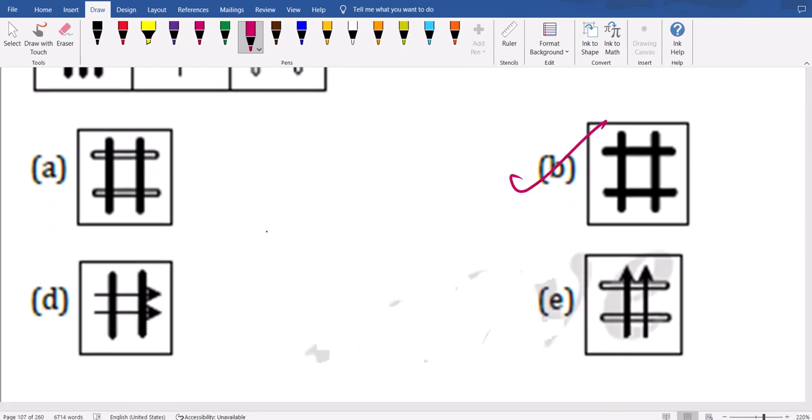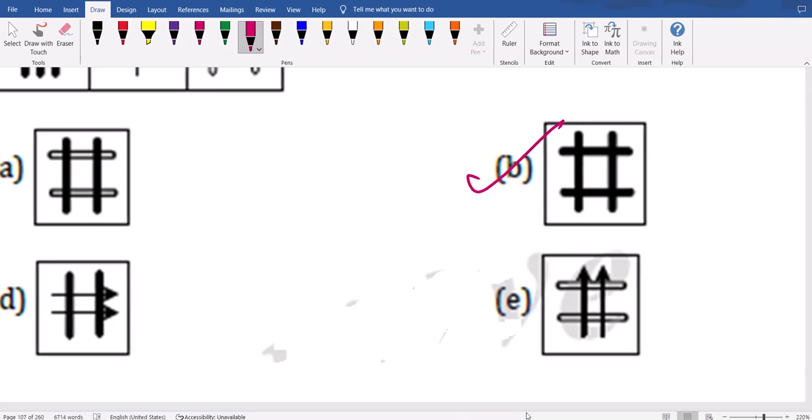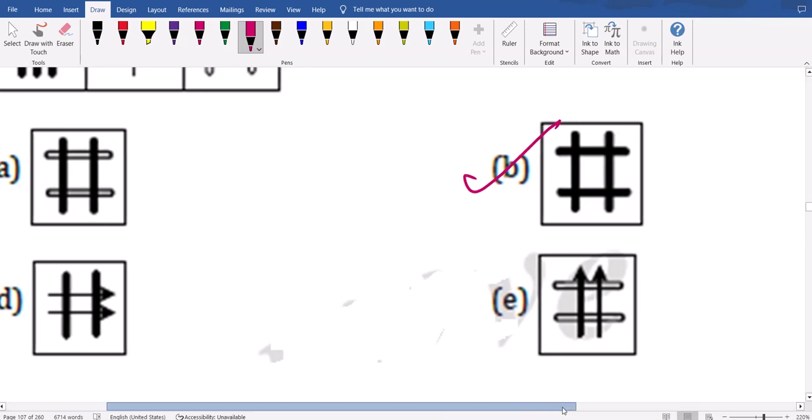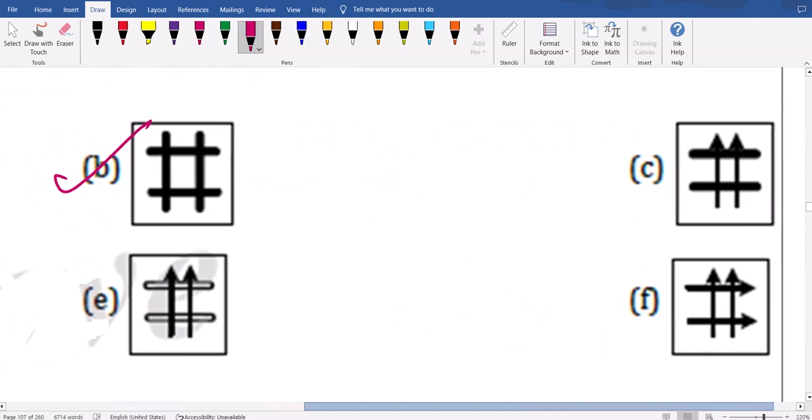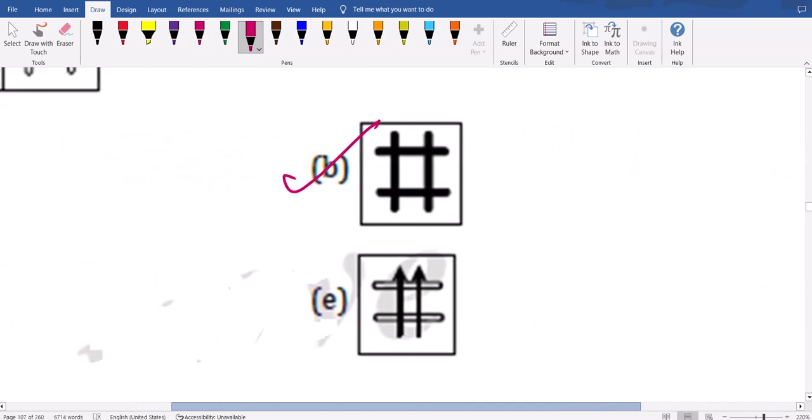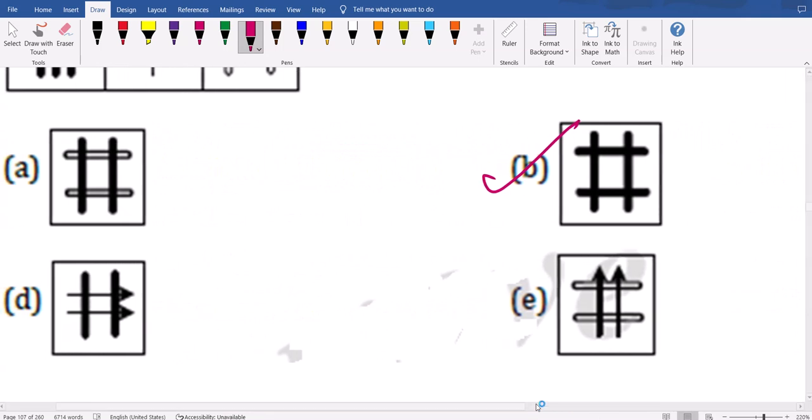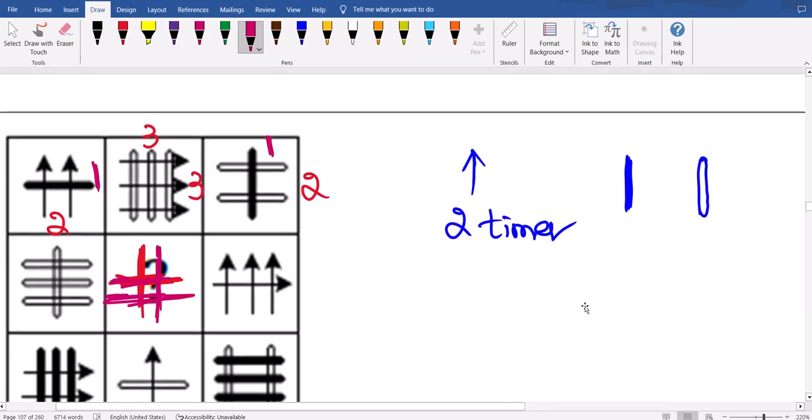Option. Problem. 6 options they are giving. A, B, C. You can observe C, D, E, F. Among 6 options, we need to pick option B. Are you getting the point, my dear? Why 2, 2? That's important. Again, I am mentioning.